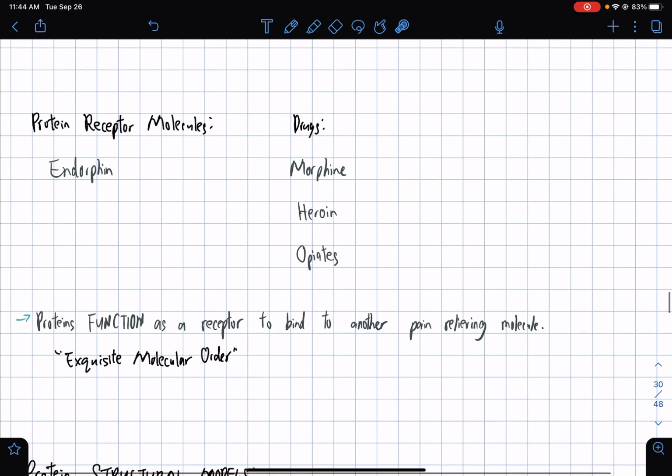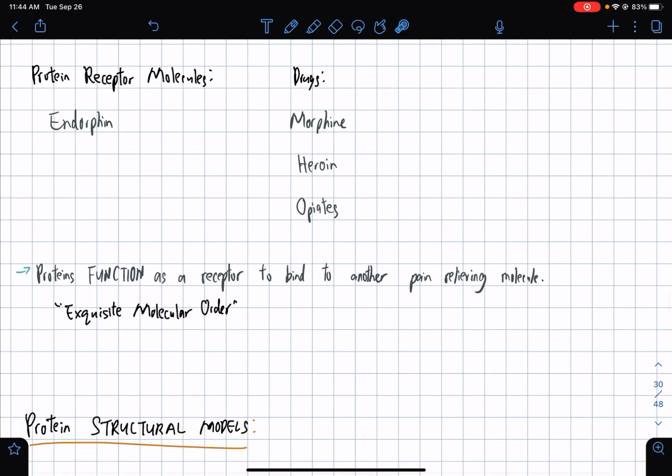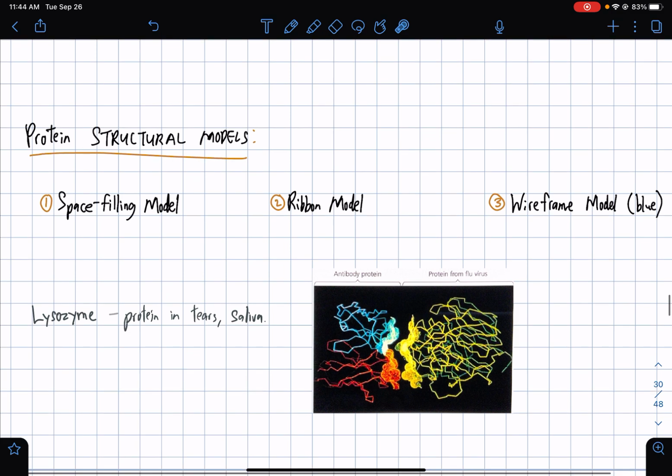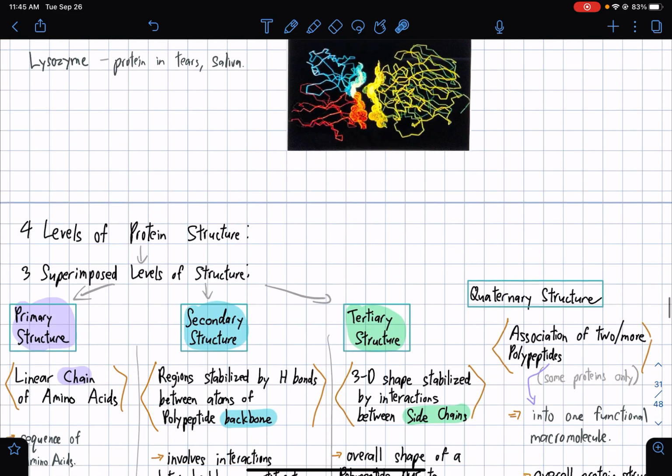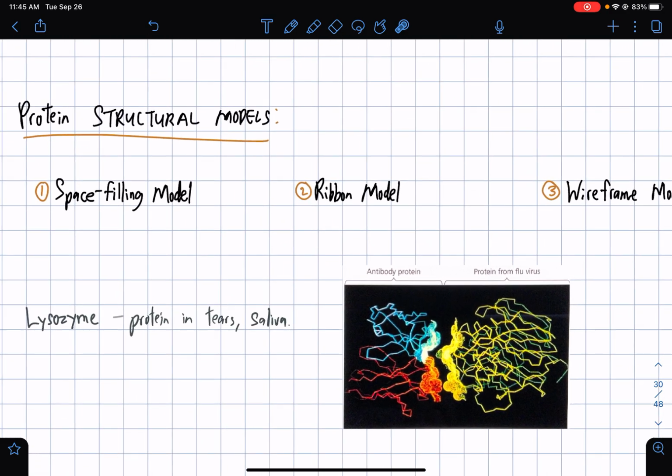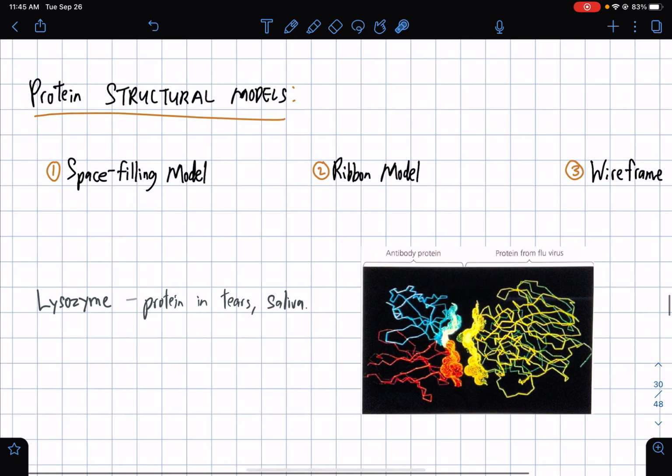But yeah, for protein receptor molecules, we have something called endorphin. And for drugs, you have morphine, heroin, opiates. Proteins function as a receptor to bind another pain-relieving molecule. This is somehow called the exquisite molecular order. For the protein structural models, we have three. One is the space filling model. Two is the ribbon model. Number three is the wireframe model. So yeah, lysozyme is a protein that you find in tears and saliva.